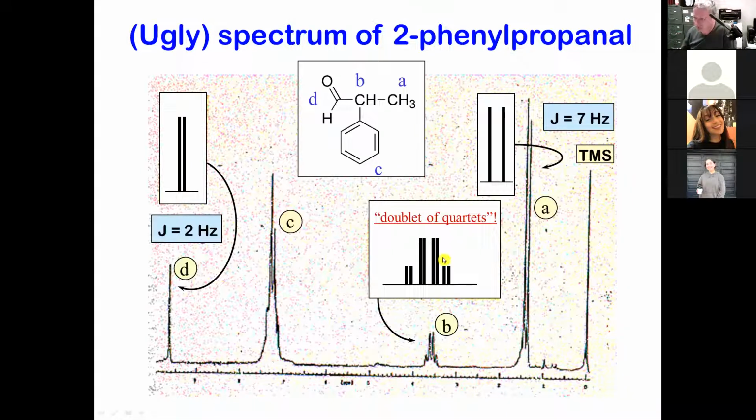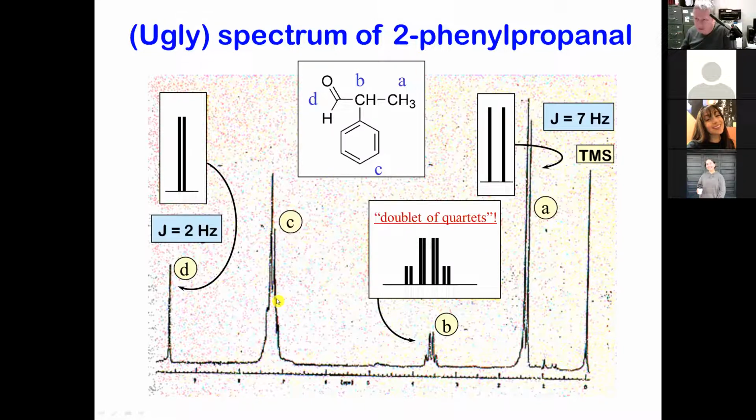Kind of cool and kind of weird, especially maybe more weird than cool because you've never seen it before. We will see it a little bit more as we go along. A doublet of quartets. And that's because B sees A, which makes it a quartet, because next door is a CH3. And it also sees D, which is a single CH, and that makes every leg of the quartet a doublet.